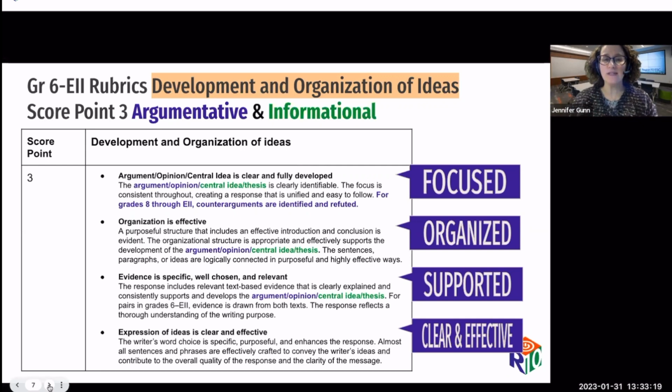The next bullet is on how organized the writing is. After that, is the evidence specific and relevant? How well did they support their controlling idea? And finally, how was their expression of ideas? Ultimately, we want that expression to be clear and effective, where all the sentences and phrases are intentionally contributing to the overall quality and clarity of the message.